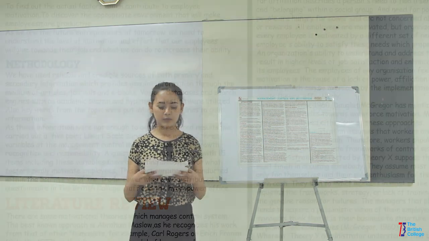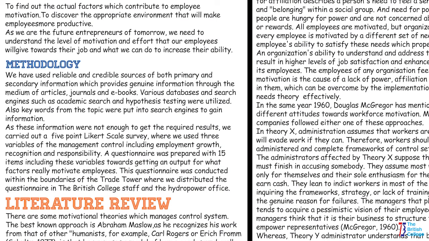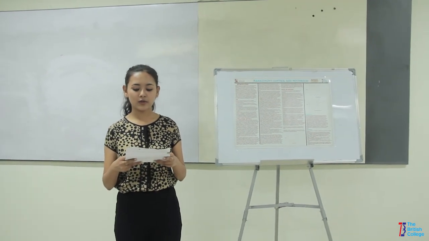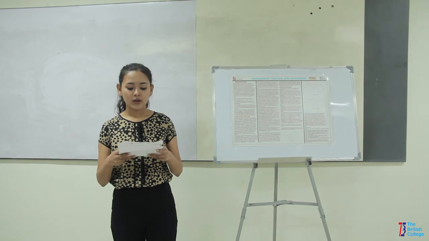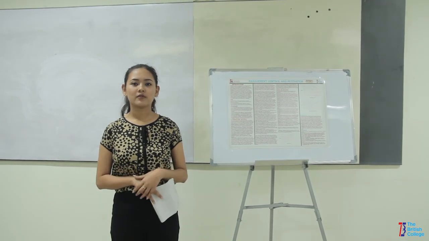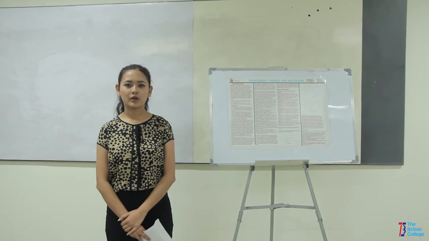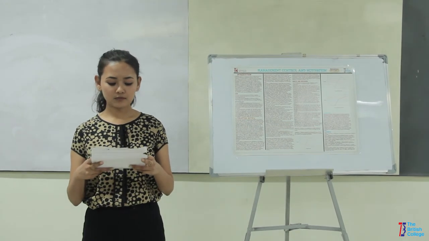So for the methodology, we went through both secondary and primary data collection. For the secondary collection we went through articles, journals, and e-books, and that was not enough for our research, so we did the primary data collection, in which we carried out a 5-point Likert scale survey where we used three variables of management control, that is employee growth, recognition, and responsibility.